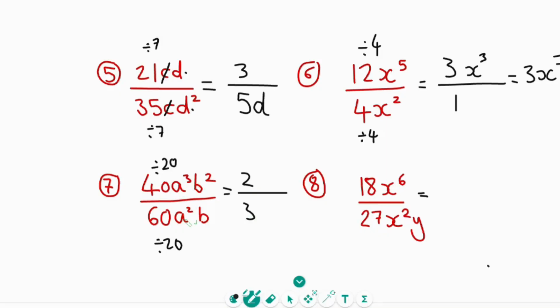3 A's on the top, 2 A's on the bottom, we'll leave an A at the top. 2 B's on the top, a B at the bottom, leaves a B at the top. Divide by 9.